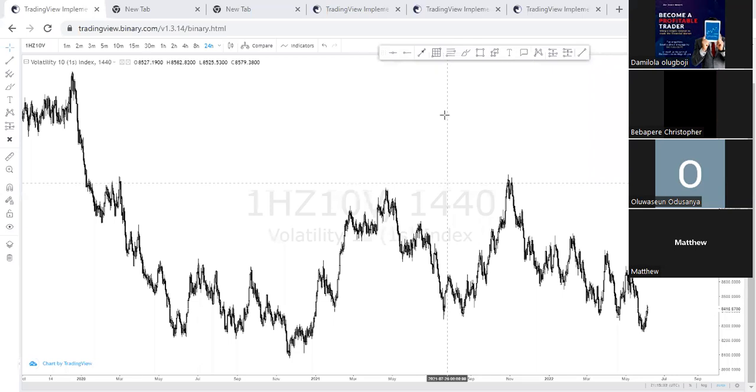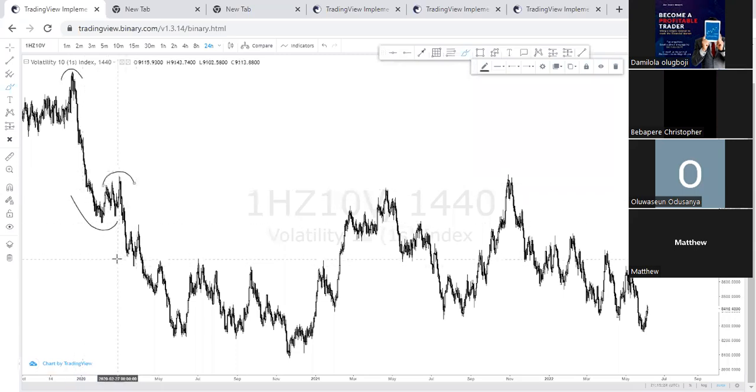So obviously this guy has been bearish for a very long time. Lower high, lower low, lower high, lower high, lower low, lower high. Lower low, right, and then lower high, and lower low. Okay, so this guy has been bearish. All right.